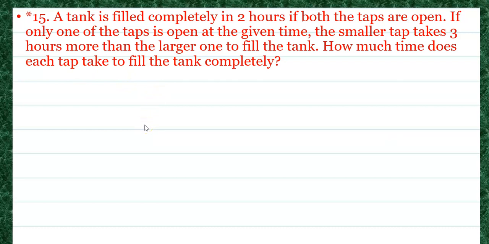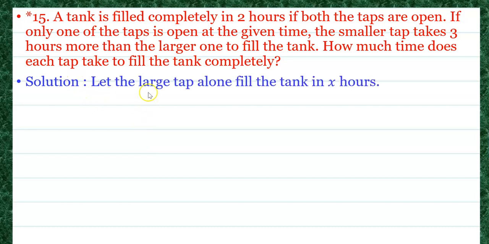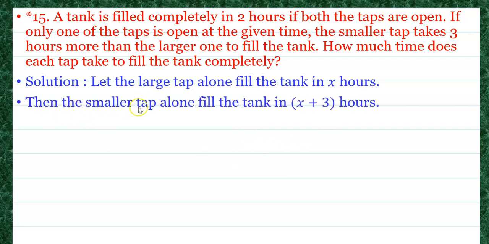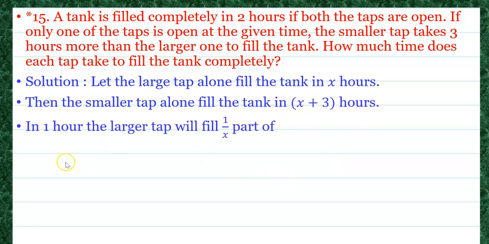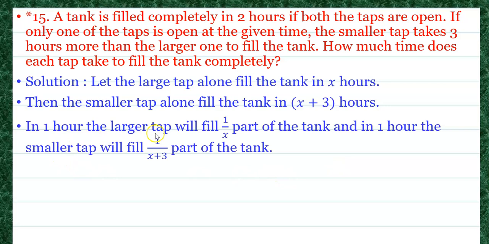Now see this, this is an important question, it is starred. Solution. Let the large tap alone fill the tank in x hours. The larger one takes x hours, and then the smaller tap alone fills the tank in x plus 3 hours. In 1 hour the larger tap will fill 1 upon x part of the tank, and in 1 hour the smaller tap will fill 1 upon x plus 3 part of the tank.